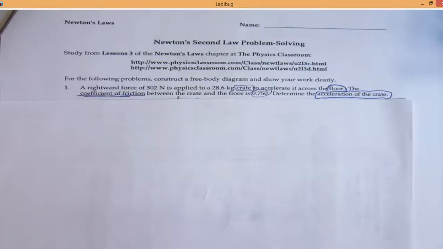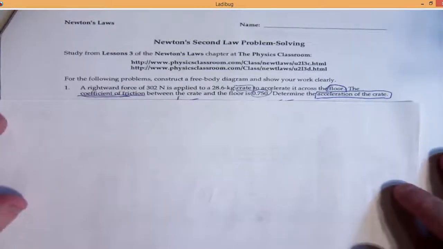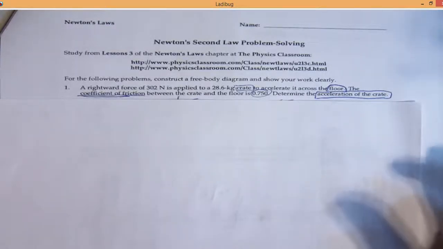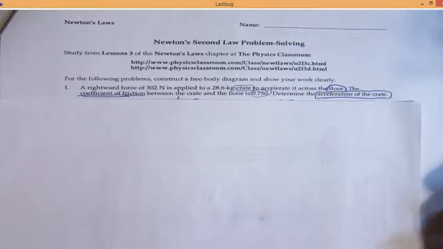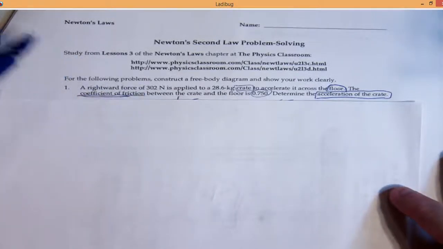Alright, so we're going to do the first problem. I realize this is a lot of review, but that is what this unit has in it. So, here we go. Number one, a rightward force of 302 newtons is applied to a 28.6 kilogram crate.